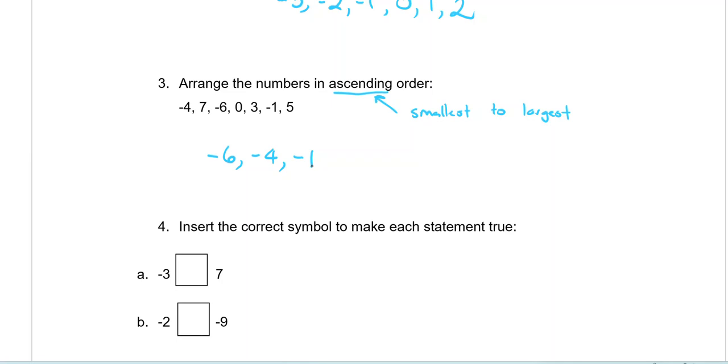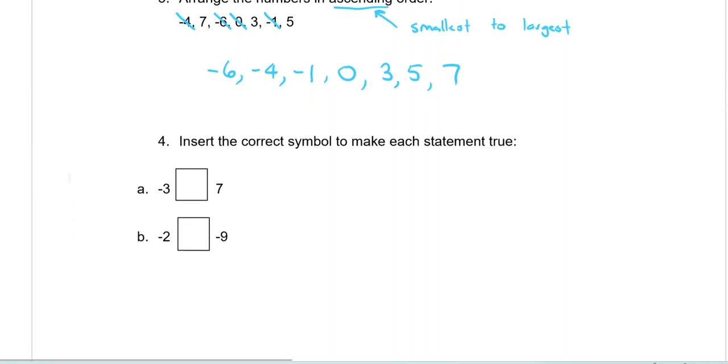0 is where I cross over. And now I need all my positive numbers. Sometimes it's helpful to cross off the ones you've used. So I've used the minus 4, the minus 6, the 0, and the minus 1. So you can see what is left. I have a 7, a 3, and a 5. So 3 is going to be the smallest out of those. Then the 5, and finally the 7 would be the biggest.